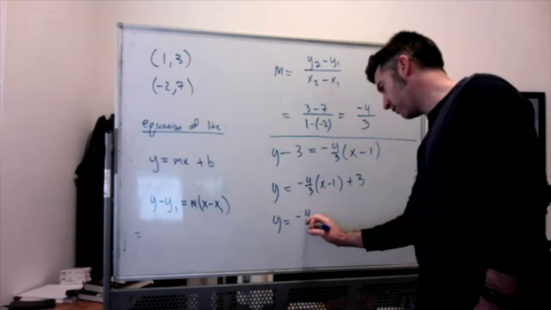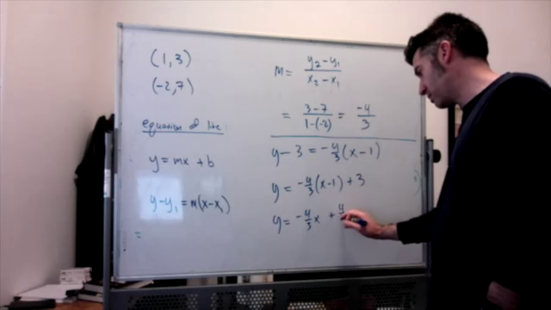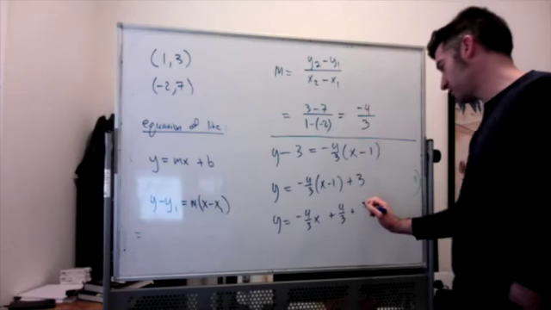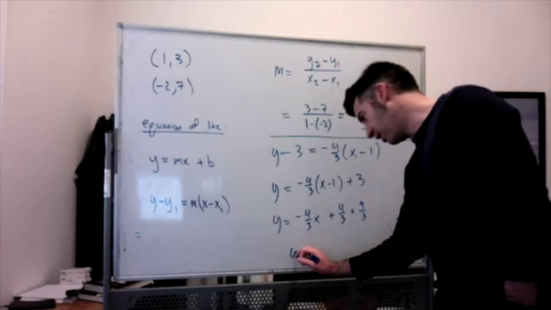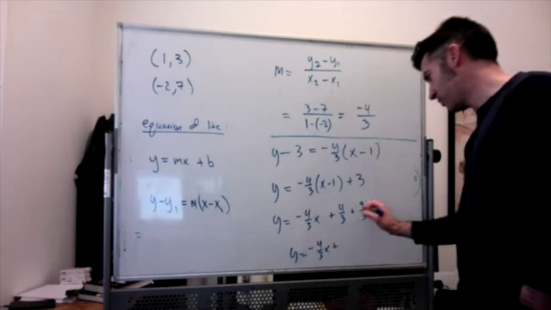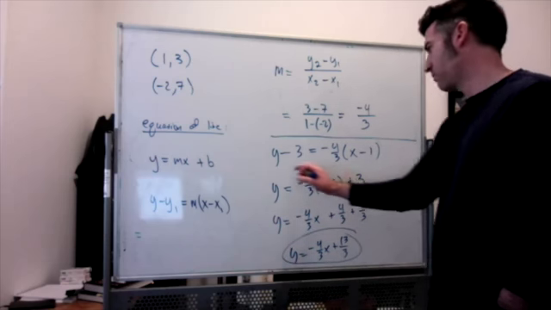Y equals -4/3 x. -4/3 times -1 is +4/3. I'm going to write 3 as 9/3 so I can add those fractions together. So y equals negative 4/3 x plus 4/3 plus 9/3, which is 13/3. So that would also be perfectly fine.